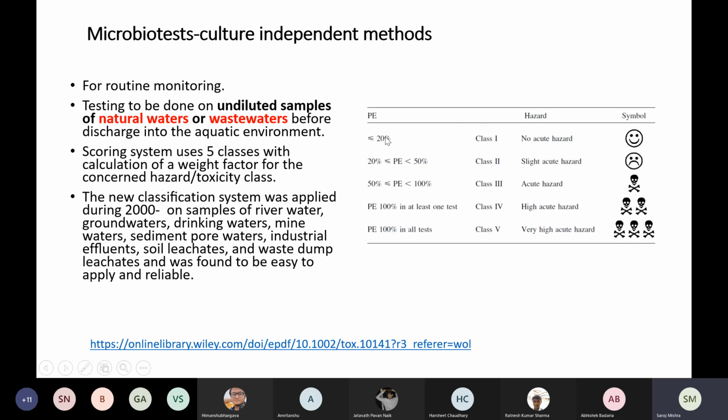However, the test is not performed only on Daphnia, which is actually a primary consumer. It could be on fish also, which is a secondary consumer. It could be on a microalgae test also, which is actually your primary producers. So at different trophic levels, if the tests which you have performed evoke less than 20% response, then that water body can be classified as a class 1 water body.